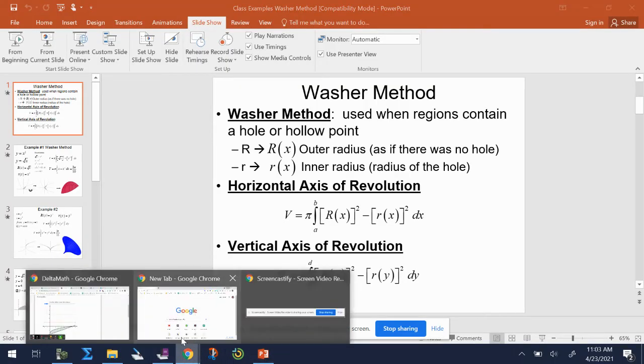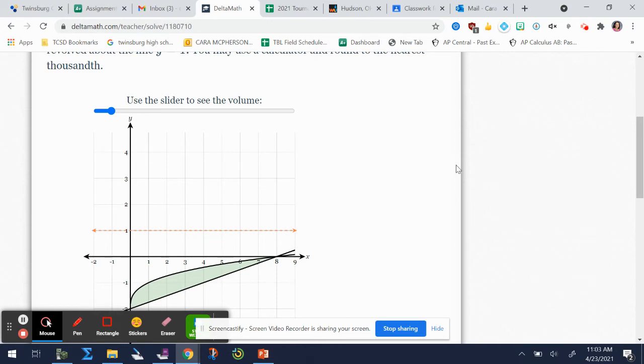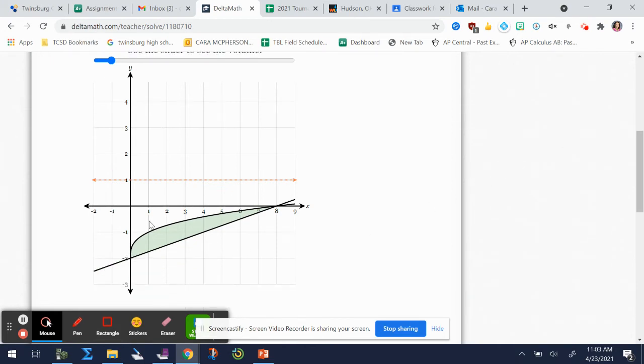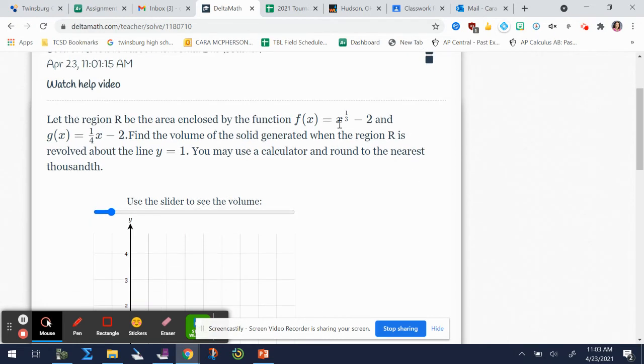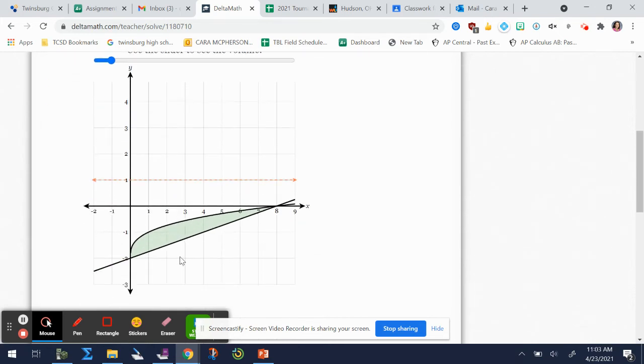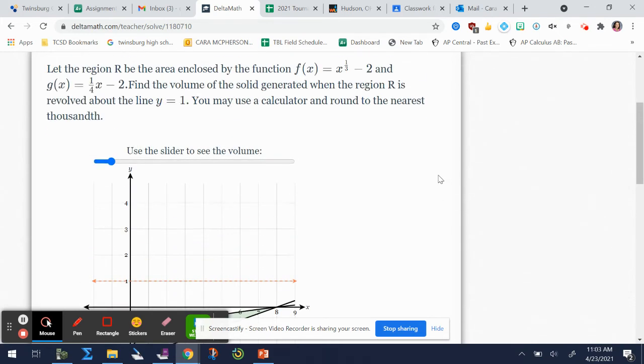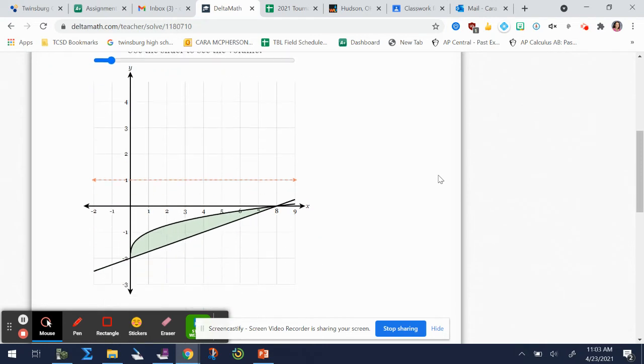So before we get into more of the notes, let me show you a picture on Delta Math. Here's an example of a problem where this is your solid region right here. It's formed by enclosing x to the 1/3 power minus 2 and 1/4 x minus 2. So that is these two pieces. And we're going to revolve it around the horizontal line y equals 1.